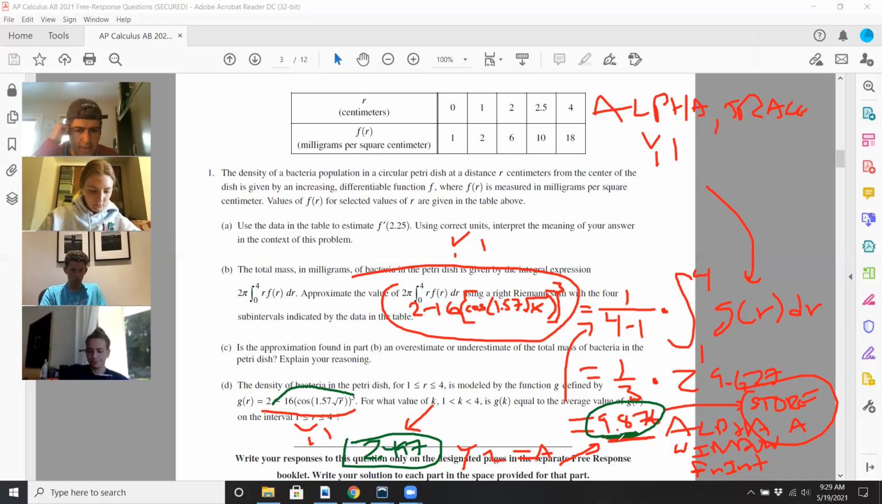So I got 2.497 for K. I guess K is a radius. I'm not sure if you have to really put units for that. I guess you could say centimeters. Probably wouldn't hurt to do that anyway, because it is a radius value.